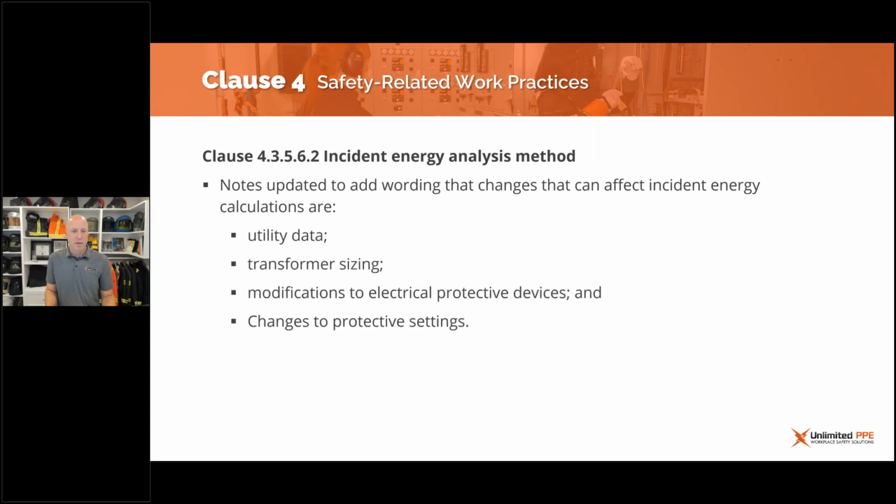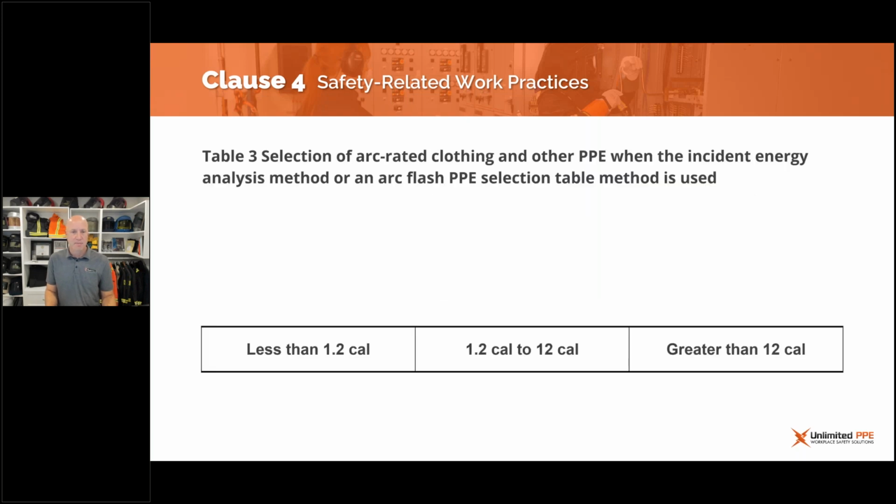So incident energy analysis method, we've made changes where we've added some new editorial content. I'm going to try and skip forward here to keep on track. Table 3, selection of arc-rated clothing and other PPE. So when you're using any method in Z462 for 2024, you'll have 2 different paths that you could take. You either have an arc flash study that you've done at your facility, which means you've done your incident energy analysis, and hopefully you have detailed labels that would then provide the exposure value that's measured in energy. And from that, you can select your PPE.